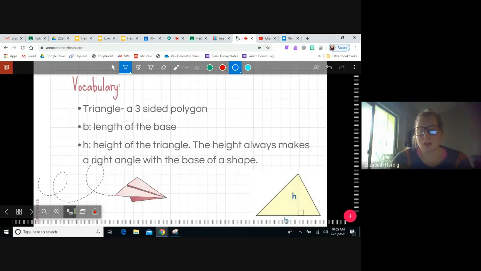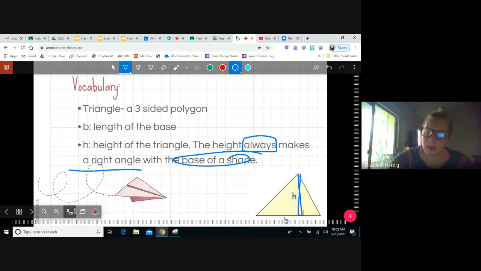Now, this next part is very important. The height always makes a right angle with the base of a shape. Notice how this right here is the height with the right angle. This is not the height, because you don't stand at the doctor leaning trying to get your height. Your height is always straight up and down, and it will always make a right angle with the base.